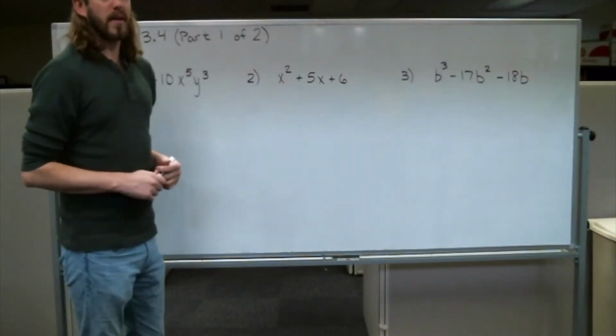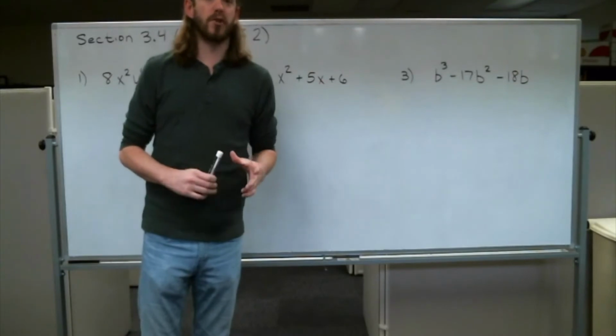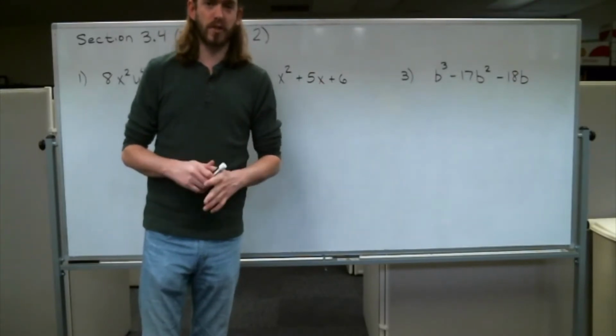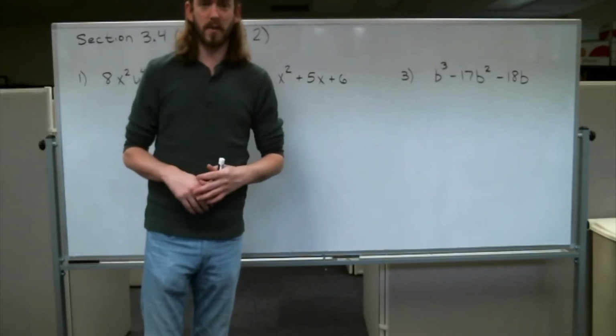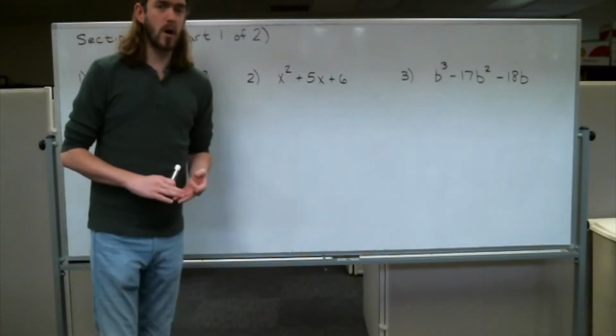Now we're going to start talking about section 3.4. This is factoring. This is probably the most important section that you're going to see in basic and possibly college algebra. So we want to make sure that you understand it. Now there's three different things we're going to be talking about today.